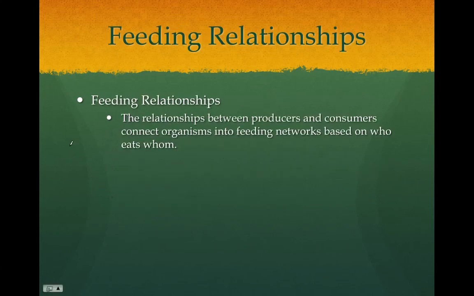So now we're going to talk about feeding relationships. And feeding relationships are quite important. These networks are the base of ecosystems and very important. These interactions occur when these networks are intact. And so these feeding relationships are basically talking about who eats whom, right? And so it's going to be between mainly producers and consumers.